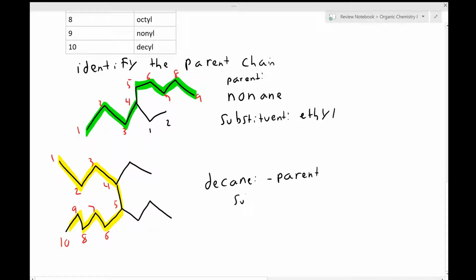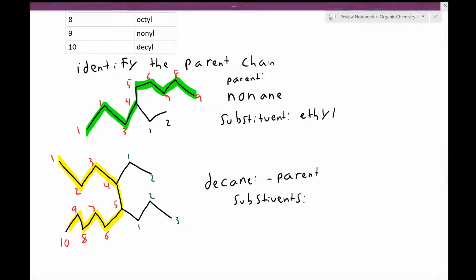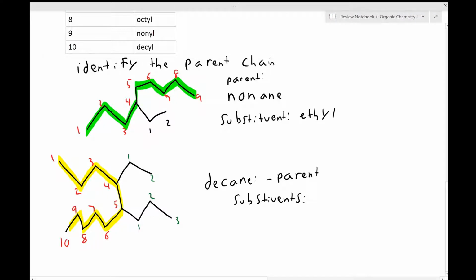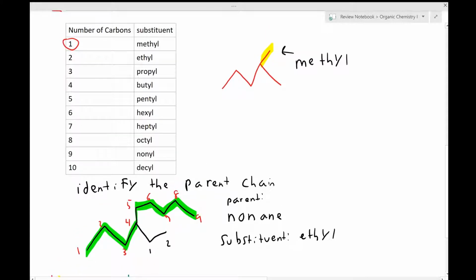Now the substituents. To number those: 1, 2, and 1, 2, 3. So our substituents would be an ethyl and a propyl. Look at the chart if you haven't written it down. Ethyl and propyl, at positions 2 and 3.